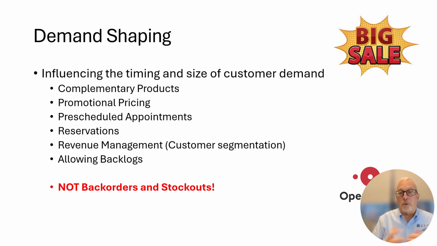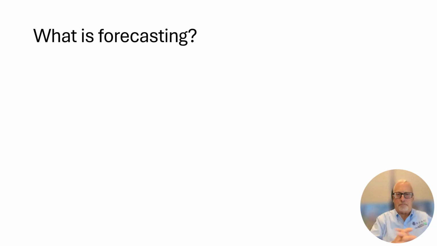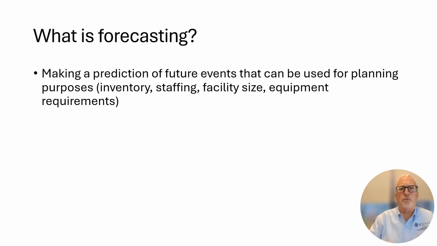Or like we all experience when we go to Target or Walmart, we'll go in to grab something and we get there and the shelf is empty. That's a stock out. Those are the bad things. Those are the sign that you're not doing a very good job in your forecasting and planning. So which ties right into what is forecasting?